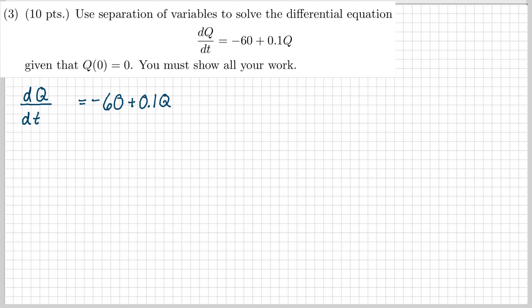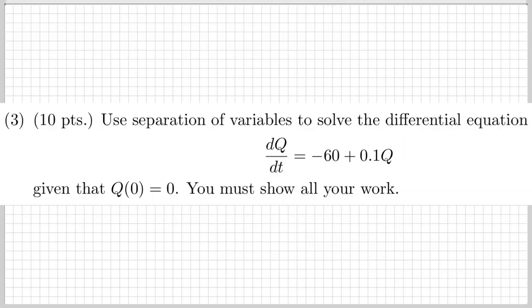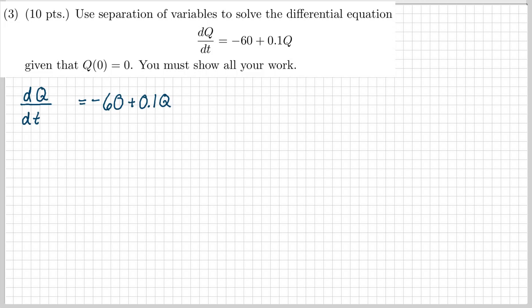So I am going to divide both sides by this whole expression on the right, -60 plus 0.1q, and I'm going to multiply by dt. And I'll get, I'm so bad at this. And I'll get that dq over that whole expression on the right equals dt. Now I'm free to integrate both sides because I have everything multiplied by some dq or dt, some infinitesimal.